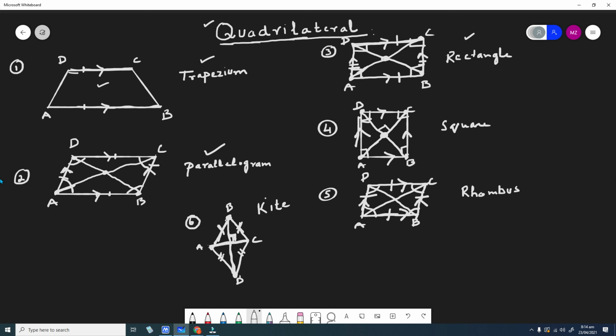One more property of the kite is that these two angles are equal. One pair of interior angles of a kite are equal. B and D are called vertex angles and are not equal. A and C are non-vertex angles, and they are equal. In a kite, the non-vertex angles are always equal. So these are some of the quadrilaterals and their properties.